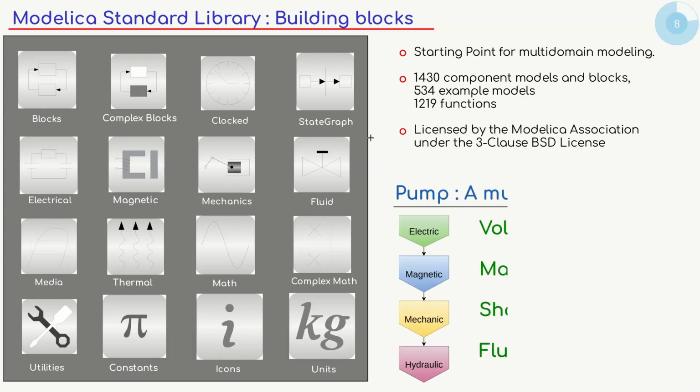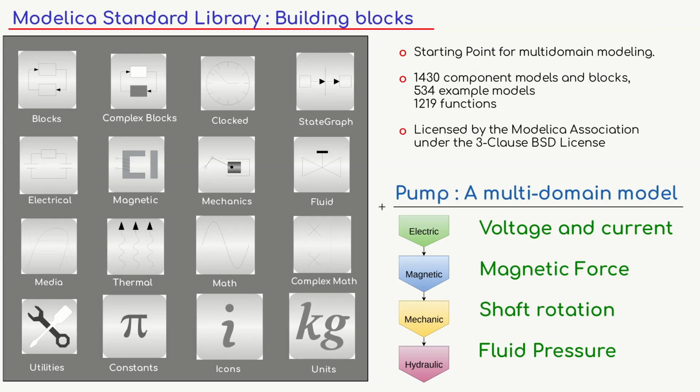For example, a pump model receives its input signal or the input energy in the form of electricity. This is later converted into magnetic energy in the motor windings. The magnetic energy is later converted into shaft rotation, and then it further facilitates the pressure increase of the fluid that it conveys. So a combination of electrical, magnetic, mechanics, fluid, and media libraries are required to effectively model this complete motor plus pump model. Now let's see how we can make use of Modelica standard library components for our model.